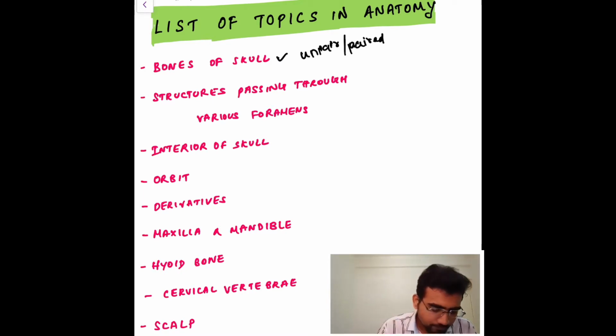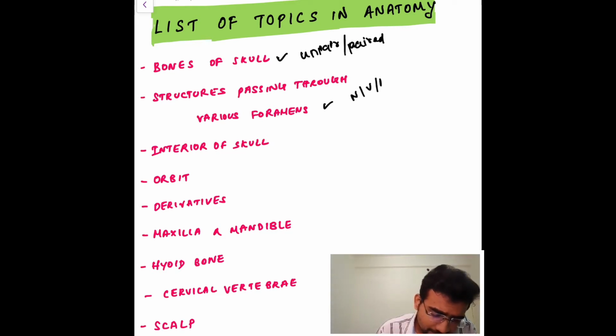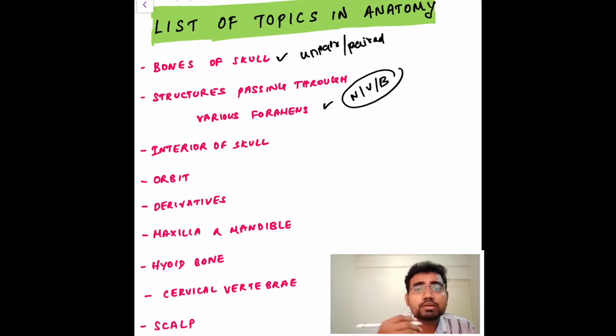So the next one is going to be the structures passing through each foramen. This is very important, the most crucial thing, because it will be very volatile. So one advice, if you ask me how to remember this: write on a piece of paper a particular foramen and the structures passing through it, the nerves, the vessels, and the blood supply, right? So what are the arteries, nerves, and veins passing through a particular foramen? You write it on a piece of paper and stick it to the walls, and you see that on a day-to-day basis so that you can easily remember it. This is one of the ways you can remember the structures passing through the foramen.